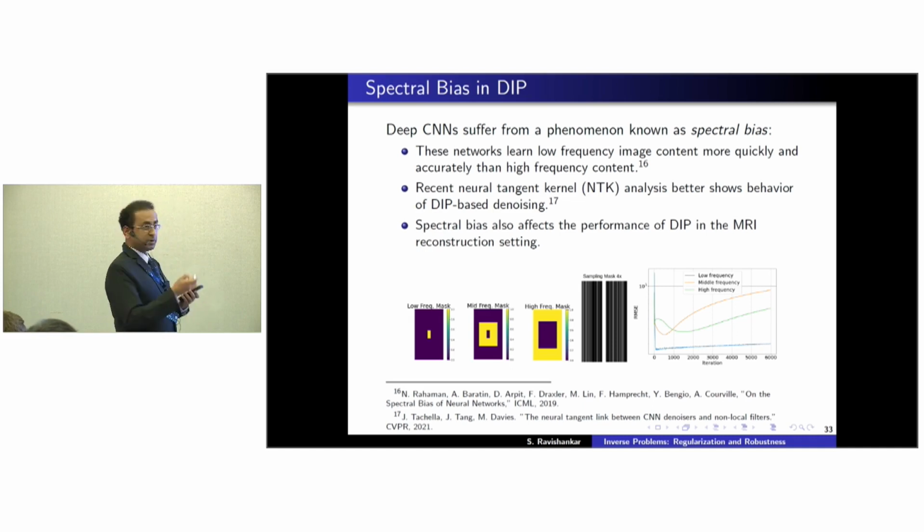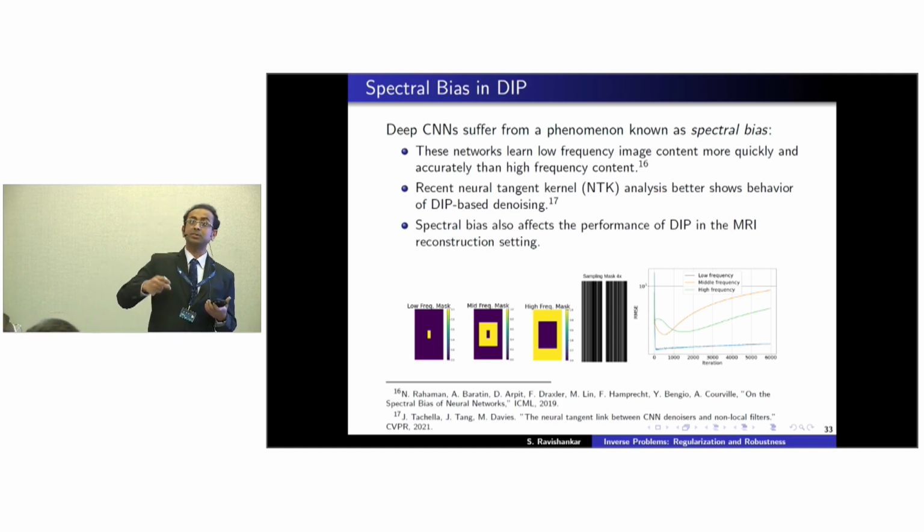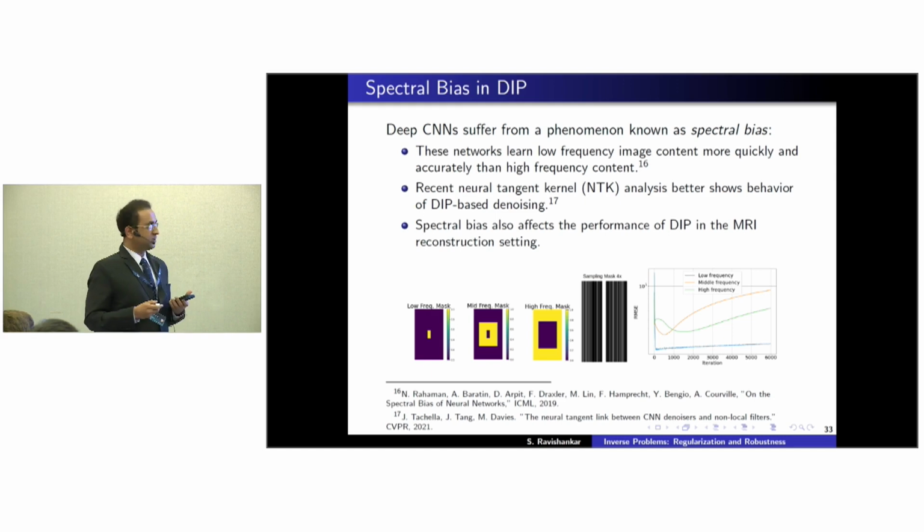Another issue is spectral bias. I think there's another talk maybe tomorrow by Mahdi who may talk about spectral bias. Spectral bias is the property of deep CNNs that they typically learn low frequency image content much more quickly than high frequency image content. There has been recent analysis with neural tangent kernel analysis to analyze how this happens, particularly for signal denoising. And it also affects the performance of deep image prior for other inverse problems like MRI.